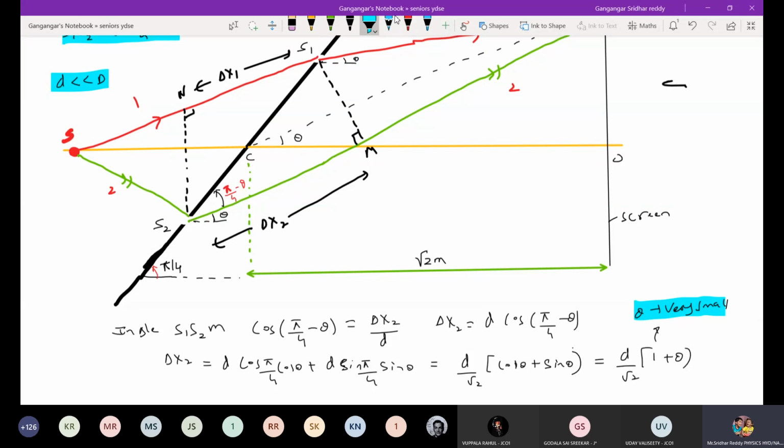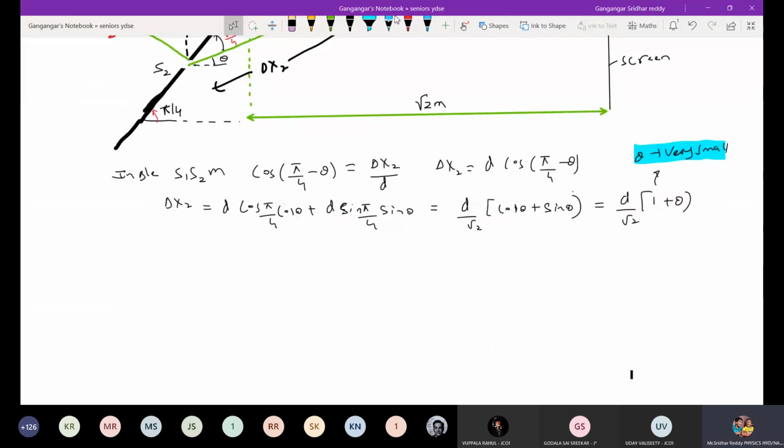So let me write the net path difference. The net path difference will be delta x2 minus delta x1. I'll take help of mathematics. Delta x net equal to delta x2 minus delta x1. Delta x2 is how much? D by root 2 (1 plus theta) minus delta x1.